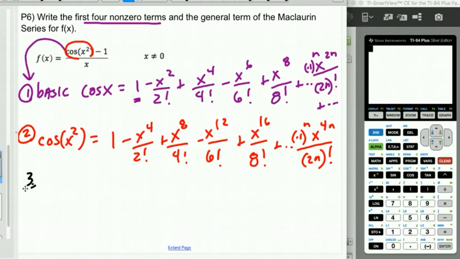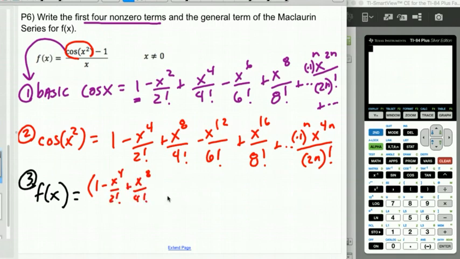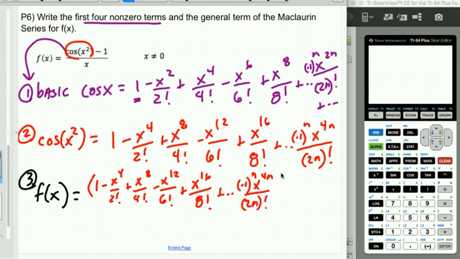So what that means is that my f of x is going to be this crazy red series. So 1 minus x to the 4th over 2 factorial plus x to the 8th over 4 factorial minus x to the 12th over 6 factorial plus x to the 16th over 8 factorial plus dot dot dot, negative 1 to the n x to the 4n over the quantity 2n factorial. That thing minus a 1 all over an x.